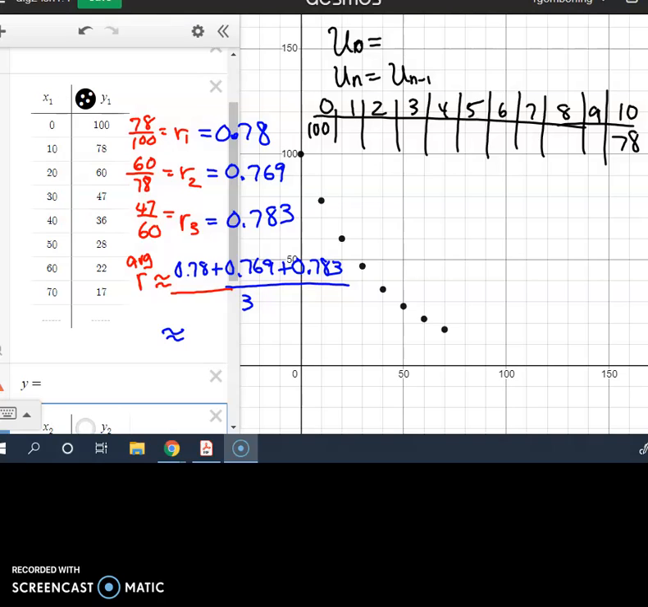So to find the average, you really have to find the answer to the numerator first, and then you're going to divide by 3. So hopefully you got the average to be about 0.777. Now that's 0.777 for a 10-year increment. Now, to be able to do this problem, that is the R value, 0.777.